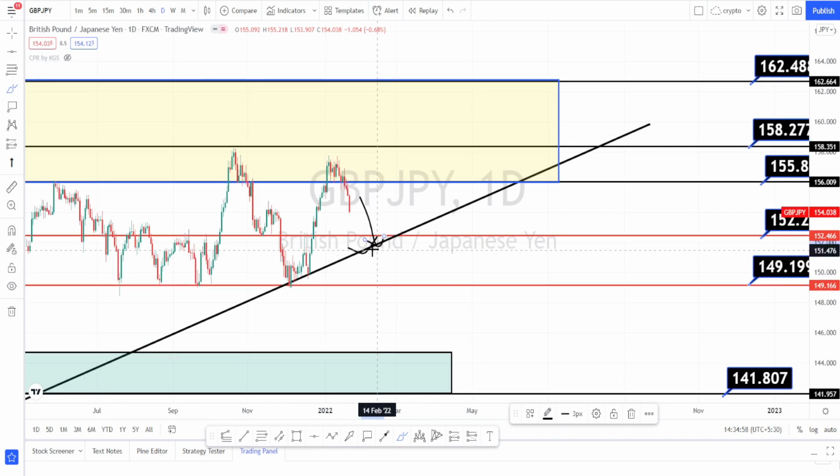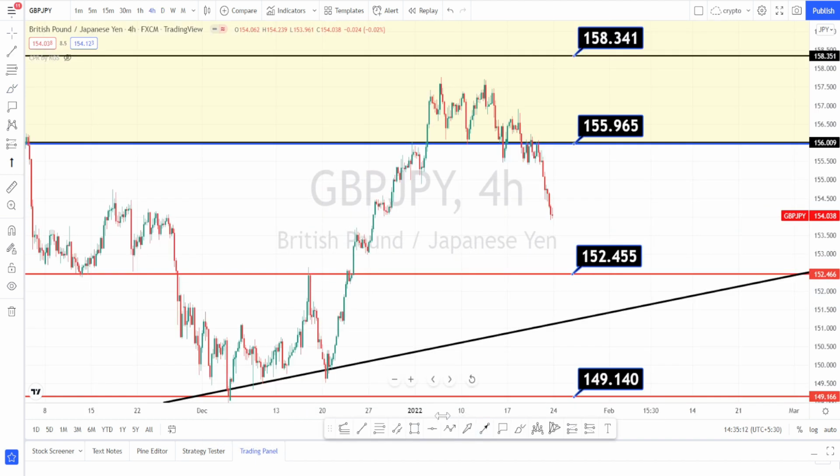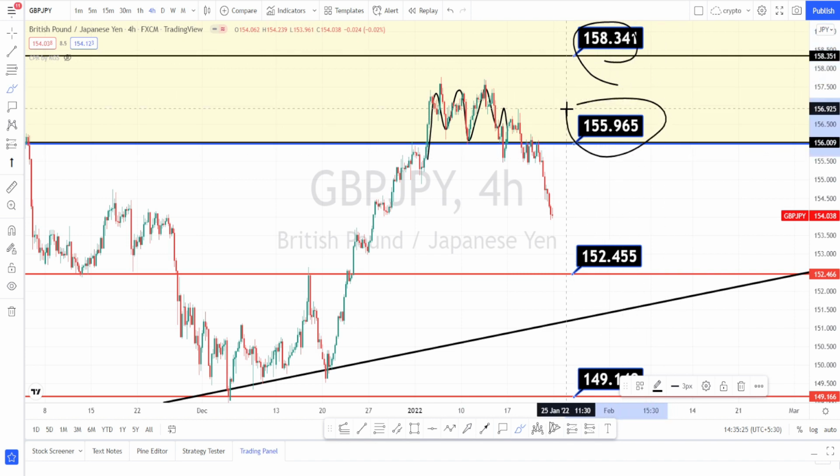Let us do the analysis in 4 hours time frame. I am in 4 hours time frame now. As explained in the daily time frame, the price action has formed a consolidation or the triple top over here. It found it very difficult to break this resistance area, which is around 155 to 158, and it is in a very nice bearish trend.